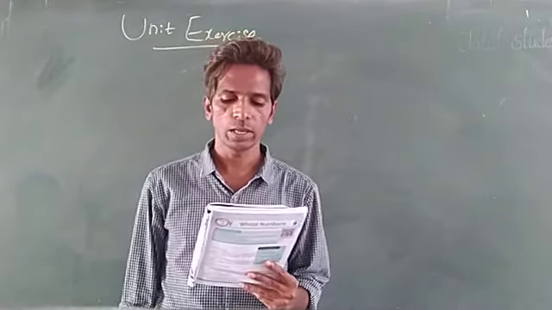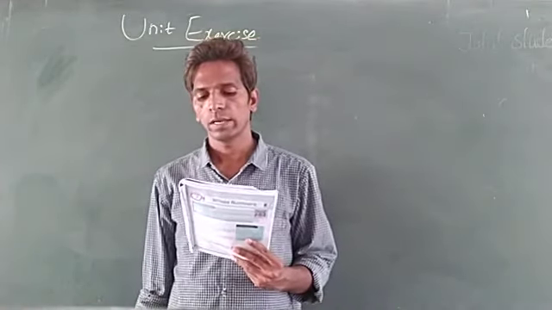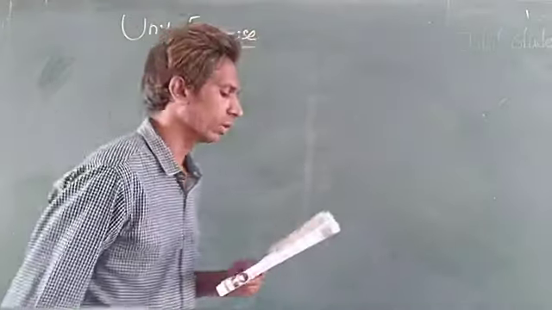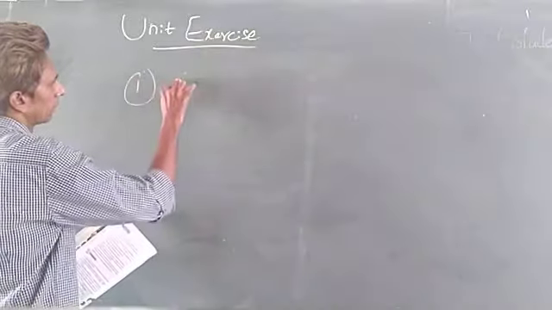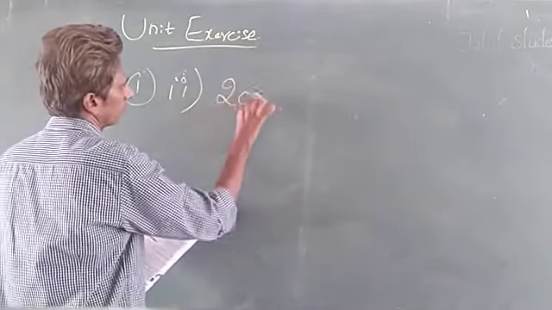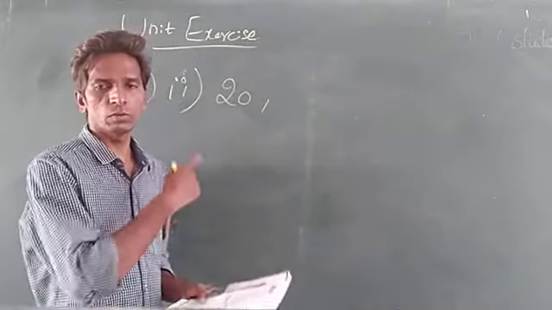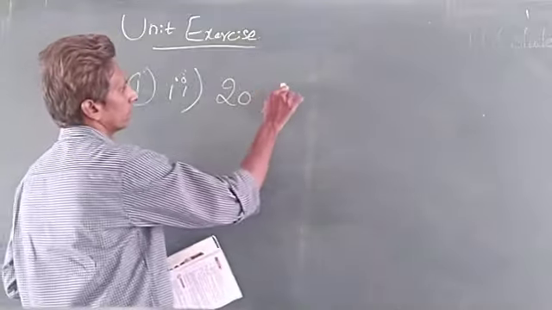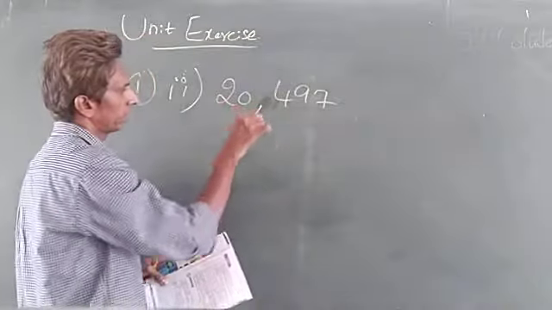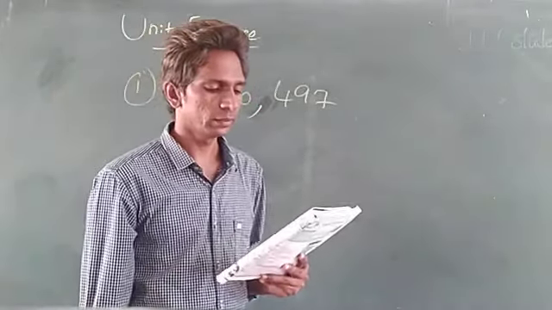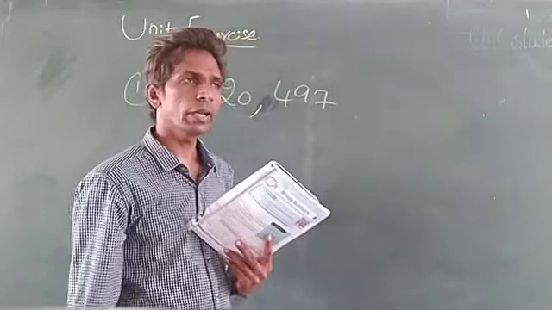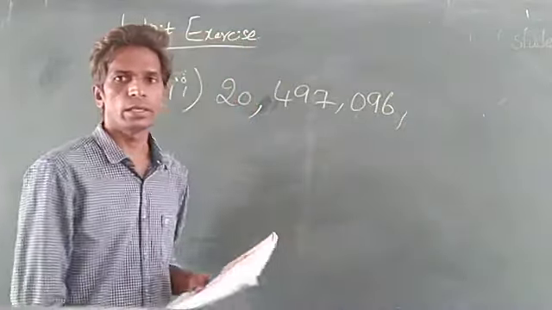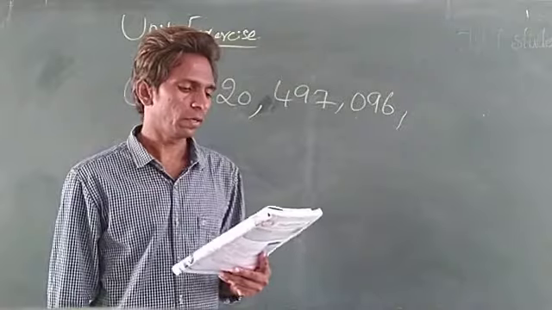See the second one. 20 billion. 497,096,472. So you want to write down the number. So 20 first, then the second one. Now 20 billion. Billions means you want to put the comma. Next millions, 497. Millions were completed. Next, 96,000. We want to write down 3 numbers, but they gave only 2, so you want to put the 0. 96,000. Next, 472.